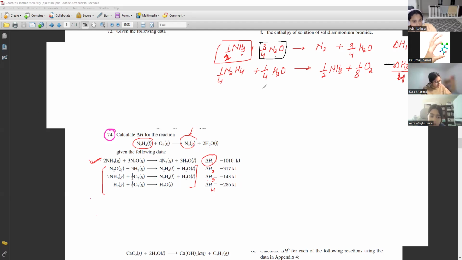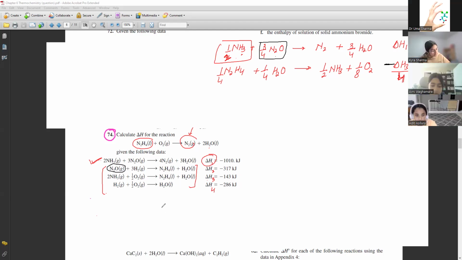Take care of this N2O. Which equation will help you? Because N2O is also in equation 2 only. There is no other equation with N2O. So don't focus on water, don't worry about O2. Just focus on N2O. What should I do? You want to move it to the product side and multiply by 3 over 4? Yeah, 3/4. Let's do that.